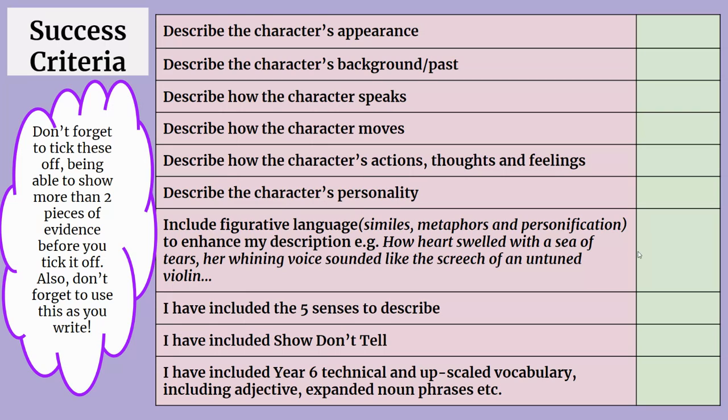Here's our success criteria. These are all the things that you need to make sure that you are ticking off as you are going along, making sure that you don't forget to tick these off, being able to show more than 2 pieces of evidence before you tick it off. That means you're able to show that you've described the character's appearance more than twice, which hopefully in a short detailed character description, you're able to do. What about the background and past? You've got to think about how the character speaks, moves, actions, thoughts and feelings and their personality.